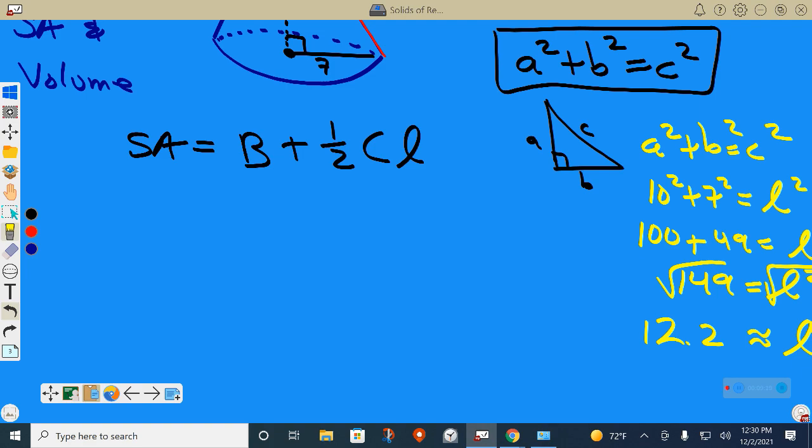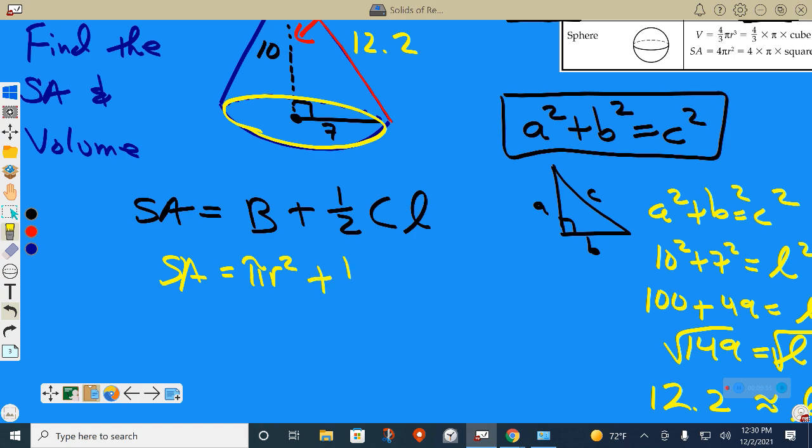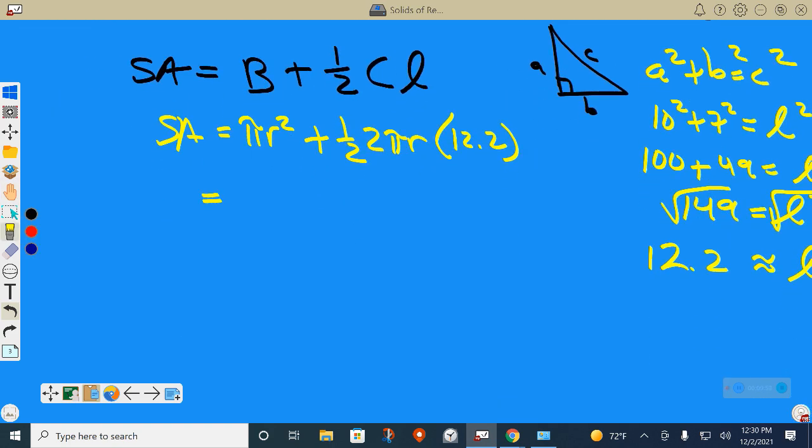Area of the base, that's the area of a circle. In other words, that's the area of that bottom circle. So that's pi r squared. Circumference of that same circle, that's 2 pi r. Slant height, we already figured out was 12.2. I'm just gonna replace L with 12.2 now. Let's keep going. I'm gonna start replacing everything with what the stuff is.